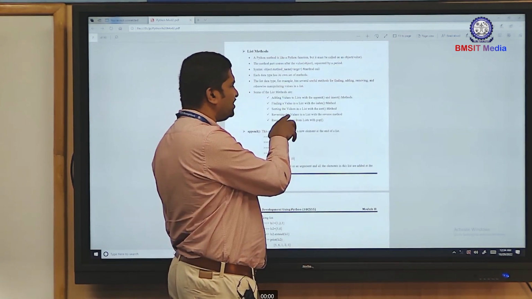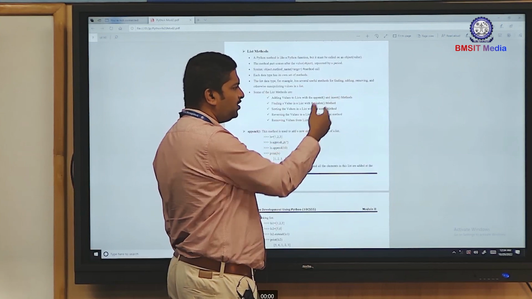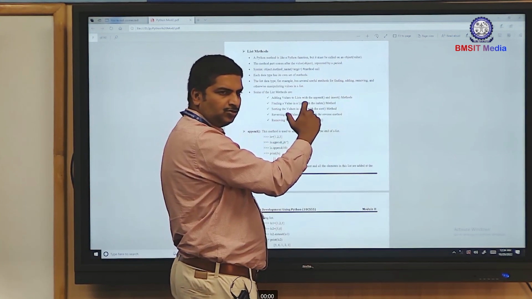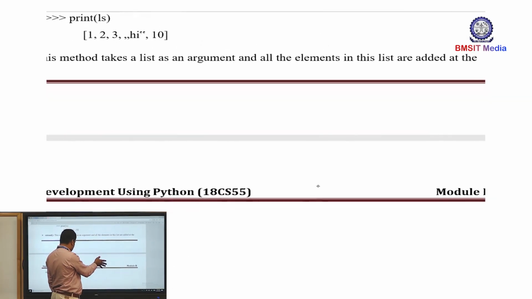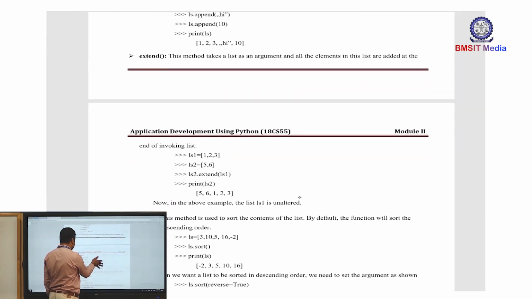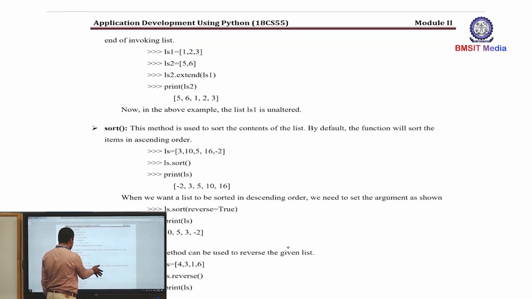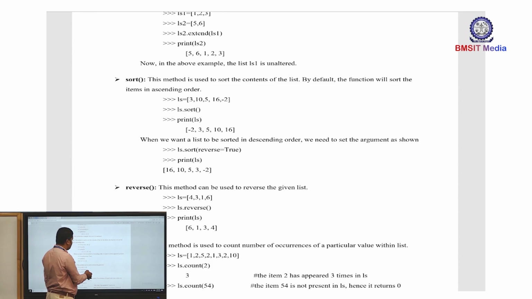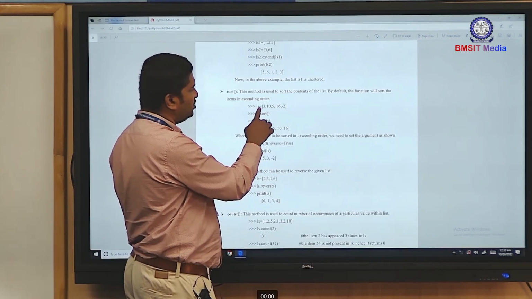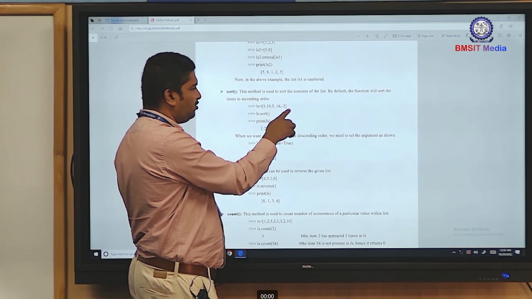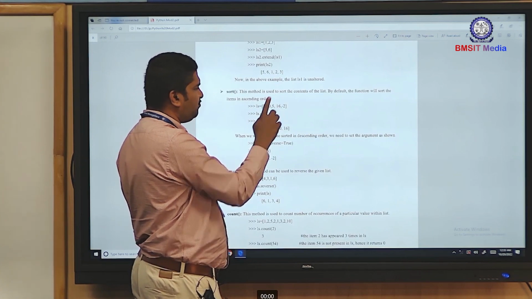So what I will do, I will say reverse is equal to true after calling the sort method, just beside the sort method only. So just observe here, there is an example for that. This is the usual sorting that happens. I have given the values as 3, 10, 5, 16 and -2.